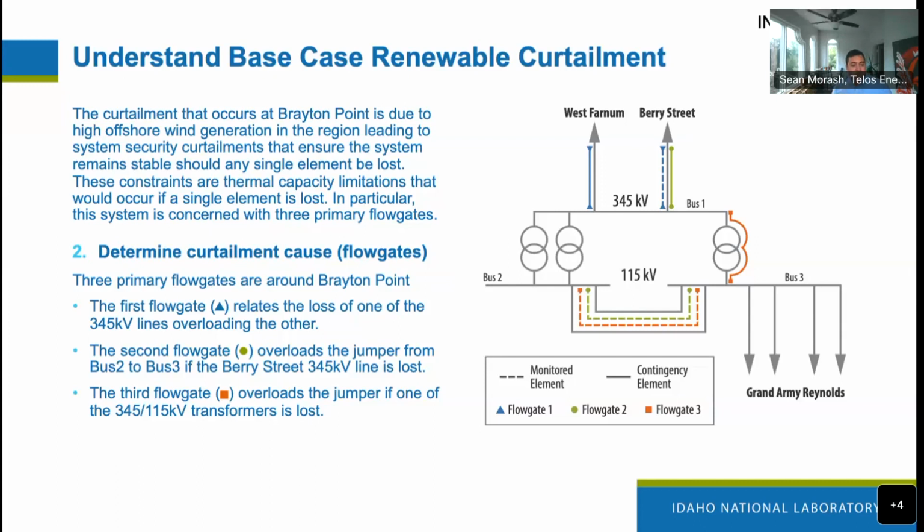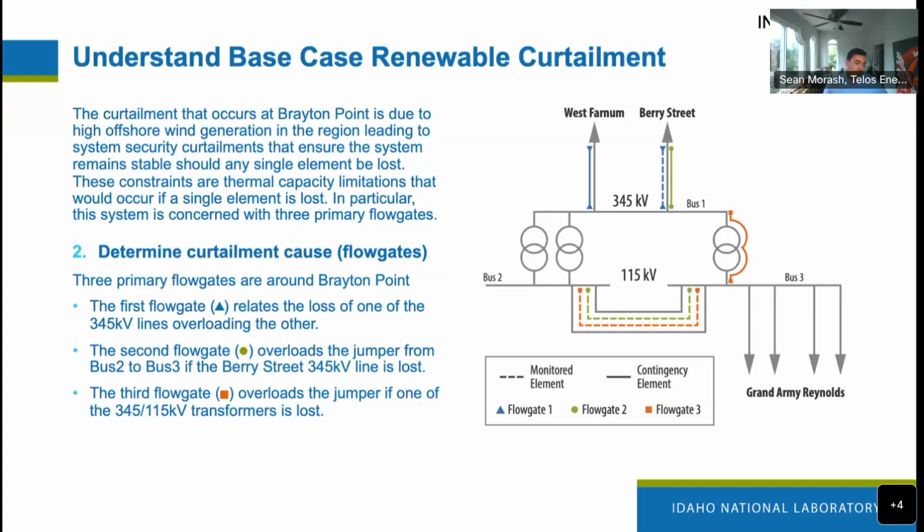We're also worried about, hey, the loss of one of the 345 kV lines going to overload the jumper on the 115 kV system as power tries to get north out of Brayton Point, right, as we try to get more of that offshore wind into the system. And then similarly, it's not just the line, it's one of the transformers can kind of lead to some overloads. So there's this dynamic situation where there's a variety of flow gates, there's a variety of kind of system interactions that lead to curtailment, right?